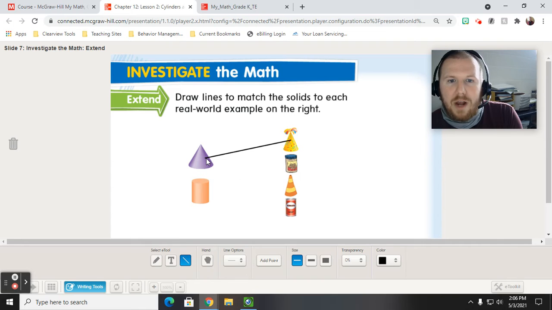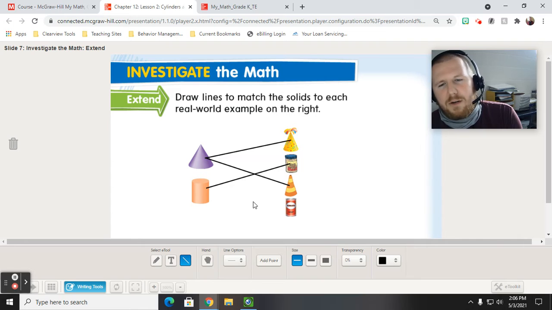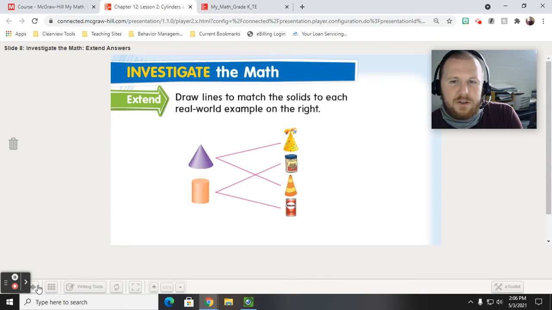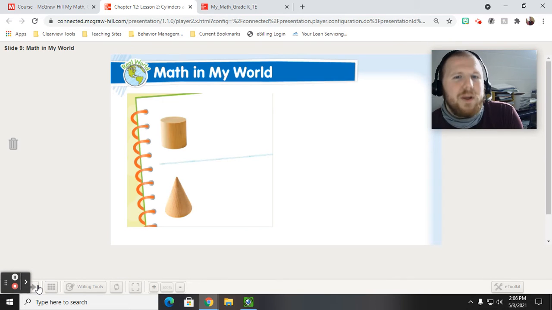And they have the traffic cone. Didn't I already use those examples? Oh, but I didn't think about this one. So for the cylinder, they have peanut butter. Oh, the peanut butter jar. Love that. And they have tomato soup. So soup cans, also good examples of cylinders. We see these all the time, people. We know what these are.